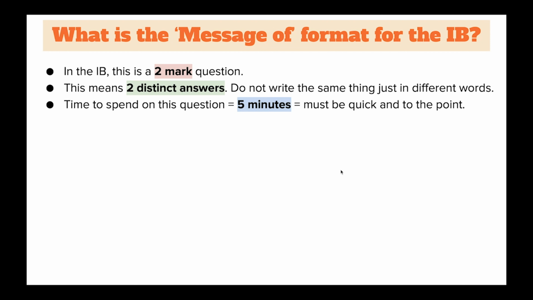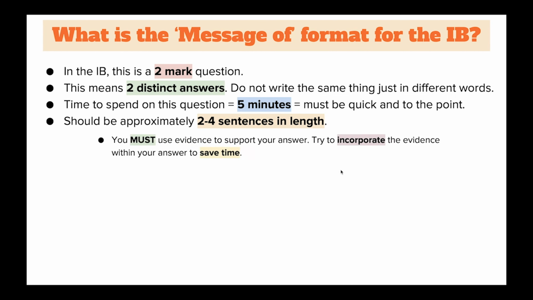But the according to question, which is the 1A of the IB question in paper 1, is worth 3 marks. So you want to spend as little as possible on this question. You should only write about 2 to 4 sentences in length, okay? It doesn't need to be long. Please don't write an introduction or a conclusion.